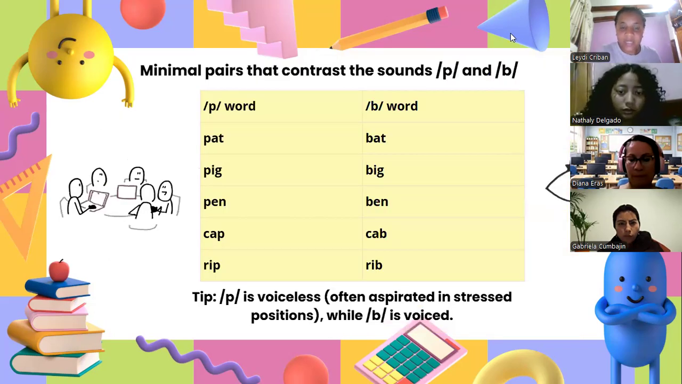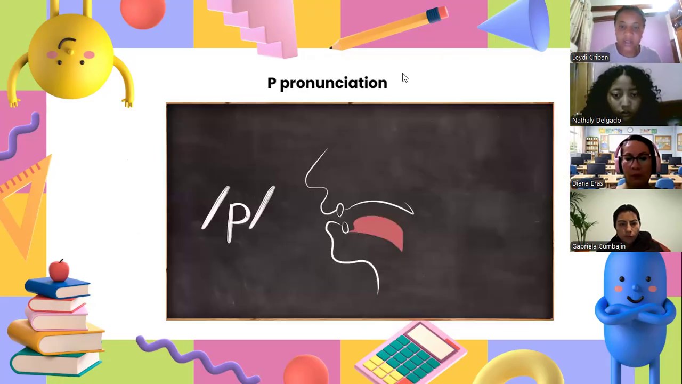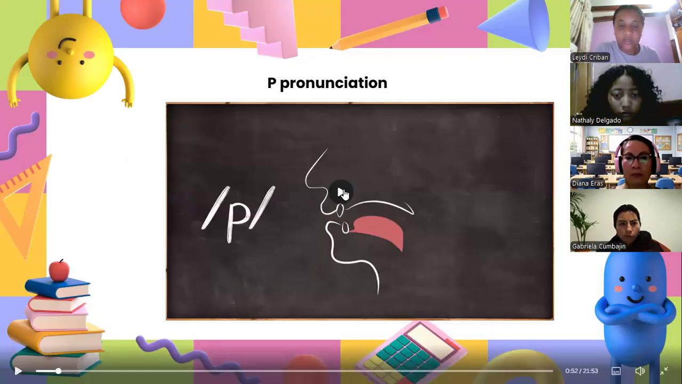And in the minimal pairs, we have the contrast with the V sound. Bat, bat, pig, big, pen, pen, cap, cap, rib, rib. The P is voiceless and the V is voiced. Let's watch a video for explanation.